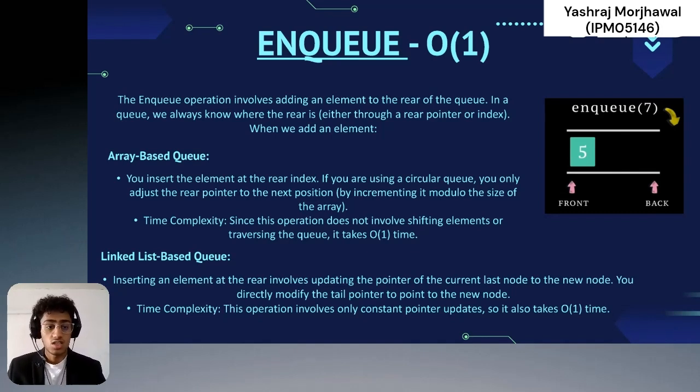Now, in a linked list queue, we don't worry about wrapping around. Instead, we create a new node and link it to the end of the queue. Here, the time complexity is also O(1), which is constant.